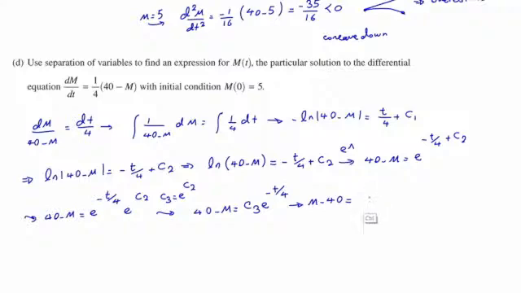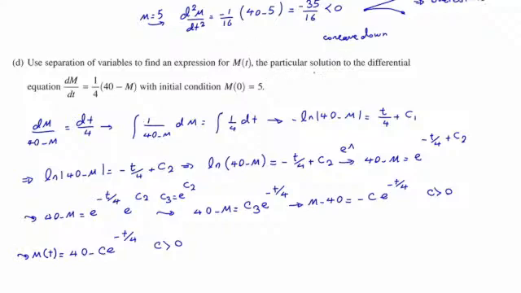And let me tell you something. We can say c3 is positive because it's e to the c2. So let's work on this: negative c3 e, or we can call it c. Okay, negative c e to the negative t over 4, and we know c is positive. So if you add 40, m equals 40 minus c e to the negative t over 4, and we know that c is positive. Because the problem says to calculate m of t, we can say m of t equals this.